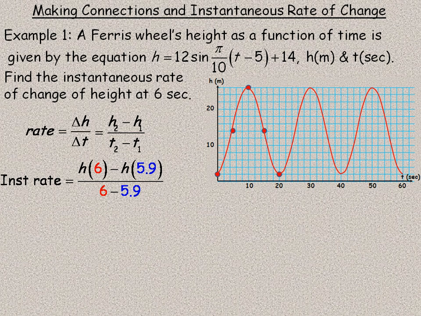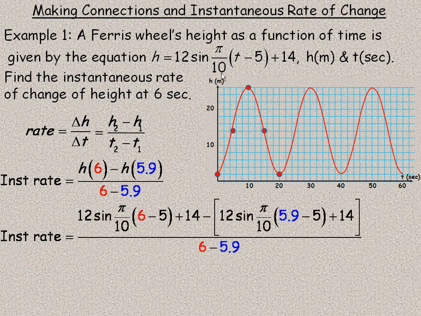Now, how do I calculate the height at 6 and the height at 5.9? Well, I use my formula up here. So in order to find h of 6, I'll put 6 in place of time. So it's 12 sine pi over 10 times 6 minus 5 plus 14. That quantity is the h of 6. In order to find the height at 5.9 seconds, then I'll put 5.9 there. So it would be 12 sine pi over 10 times 5.9 minus 5 plus 14. So what's in the square brackets here is the height at 5.9, or the h of 5.9 value. In the denominator, we subtract the 2 times, so 6 minus 5.9 is going to give us a tenth of a second there.